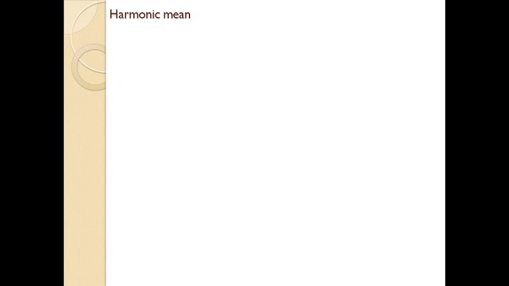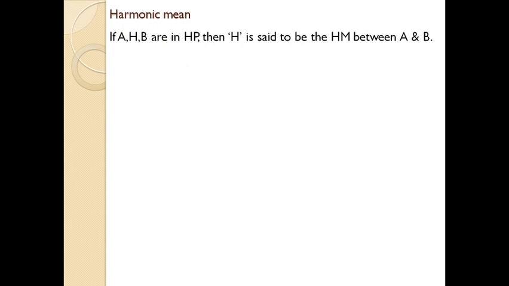Next area, harmonic mean. We have dealt with mean cases in arithmetic progression as well as geometric progression. Similarly, in harmonic progression there is harmonic mean, whereby if A, H, B are numbers in harmonic progression, then H is said to be the harmonic mean between A and B, which is similar to the case we discussed in arithmetic mean also.